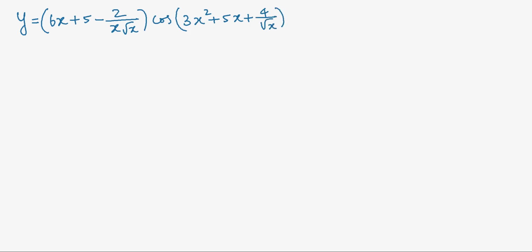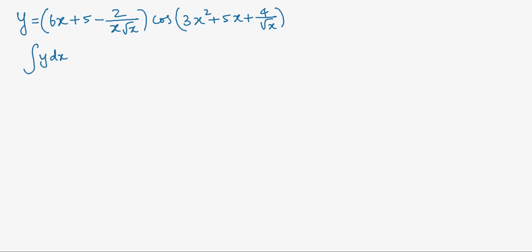Okay, let's say we are given a function like that. We may be asked to find the integral of y dx. So actually we started with a sine function, and we differentiated and got this answer, 6x plus 5 minus 2 by x root x, whole thing multiplied by cosine of that argument. But now there could be a new problem, where they give a polynomial multiplied with the cosine of an argument, and that cosine argument also looks like a polynomial. Do you see that?